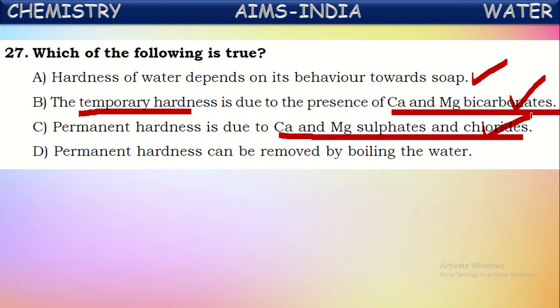But permanent hardness cannot be removed by boiling process. Even though we boil water, these calcium and magnesium sulfates and chlorides, they won't be converted into insoluble solid substances. So they cannot be removed by boiling process. So permanent hardness cannot be removed by boiling. This is an incorrect statement. Only these three are correct.